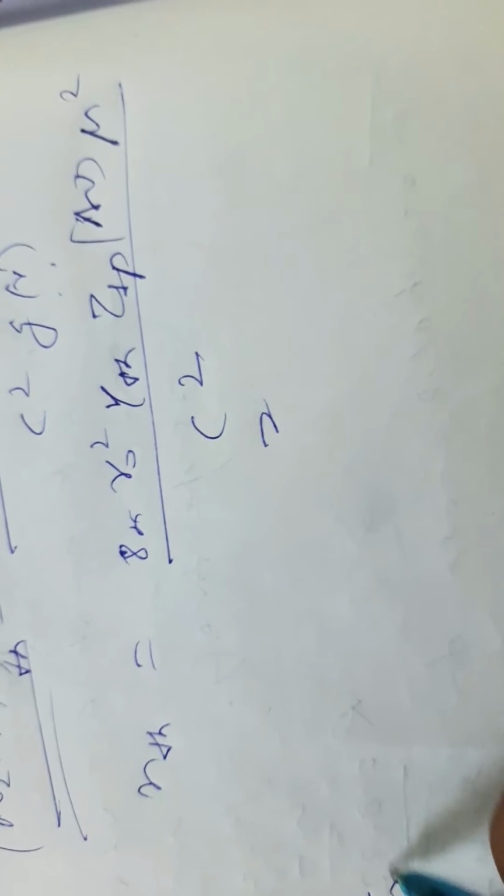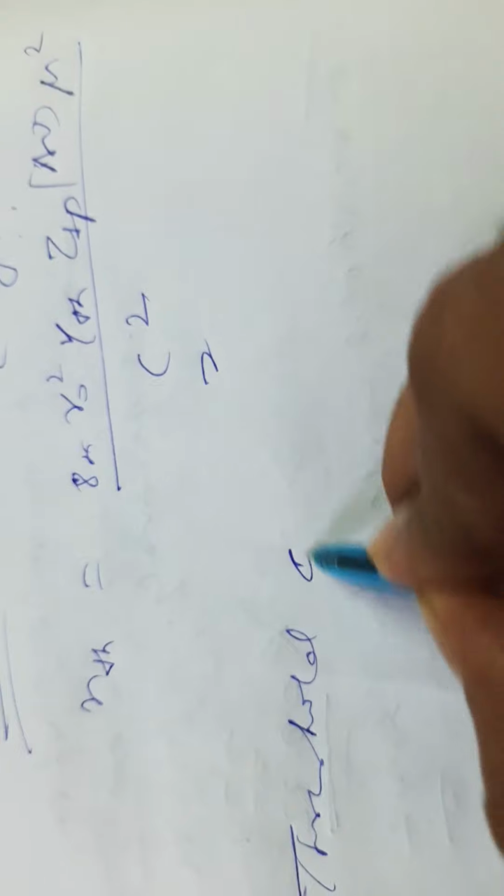Then we have the threshold current density.